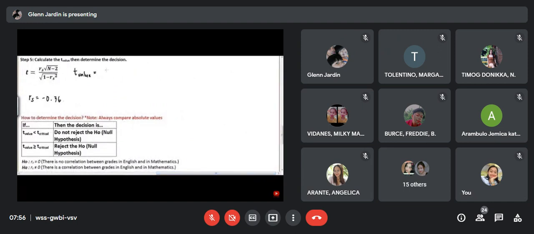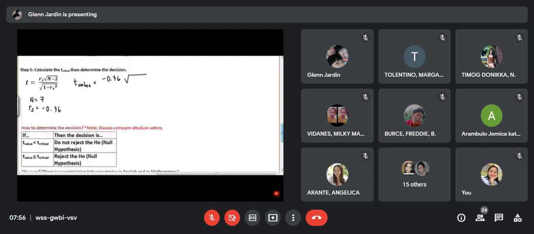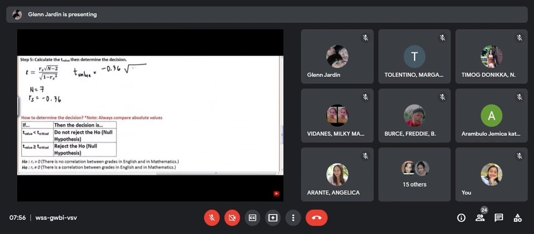Okay? So, R sub S is negative 0.36. Ang n natin, same. We have 7. 7 yung ating sample size. So, 7 minus 2 over square root of 1 minus, since may negative tayo, lagyan yung parenthesis guys, negative 0.36 squared. Ayun, may squared yan. Guys, itong minus na to, formula yan. Nilagyan ko ng parenthesis kasi yung na-solve natin, may negative. So, dalawa yung magiging negative nyo.